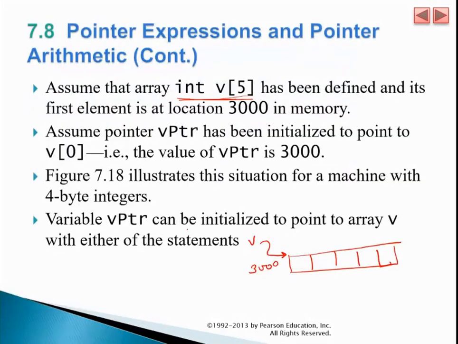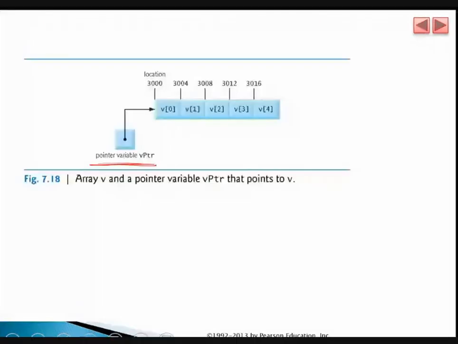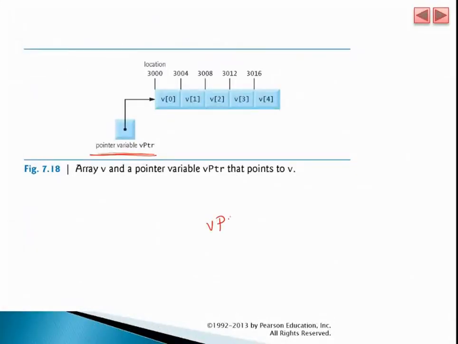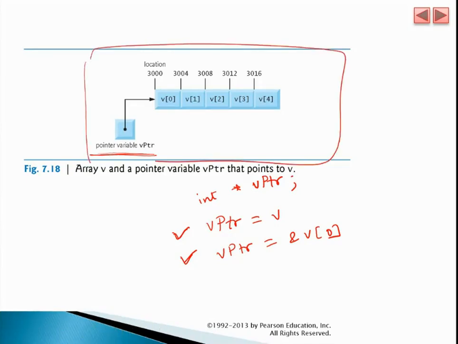Now variable vPtr is initialized to point to v with either of the statements. Okay, what are those statements? Let's see. We can either write vPtr equal to v, because v is again the address of the array, or we can say vPtr is equal to address of v[0]. Both are valid statements, and we have to define a pointer vPtr, and we can initialize this vPtr in either of these two ways. The effect is exactly as shown in this figure.